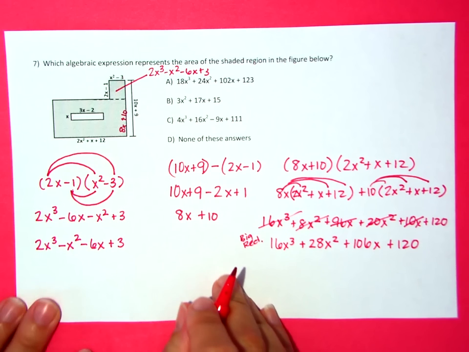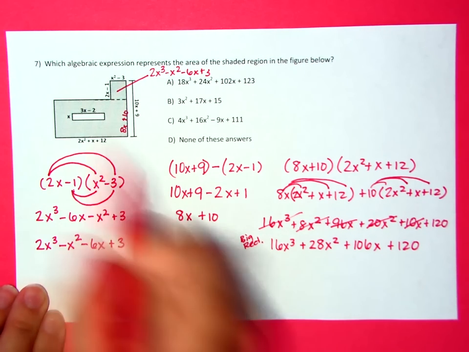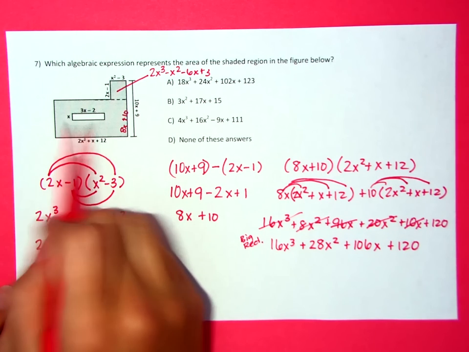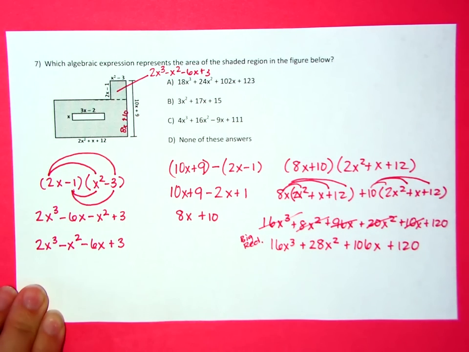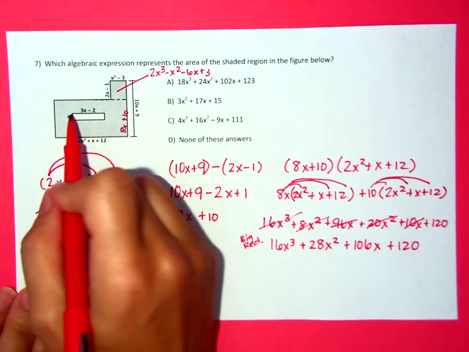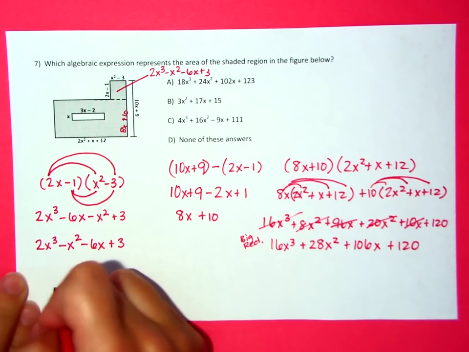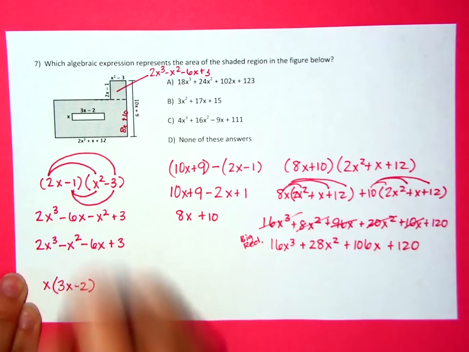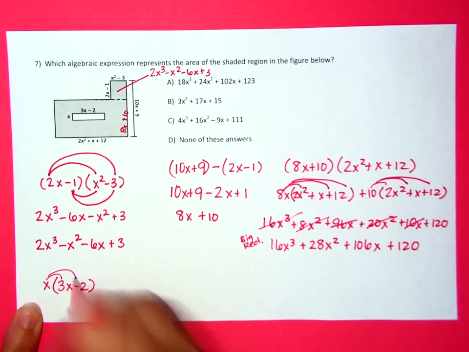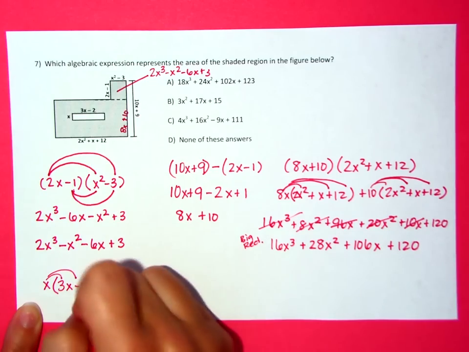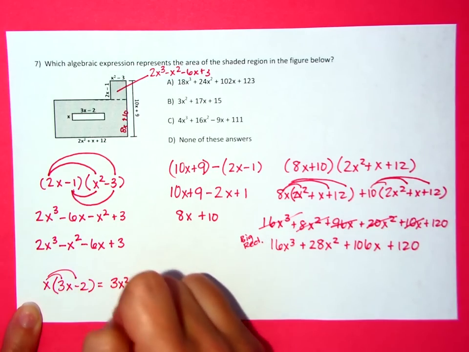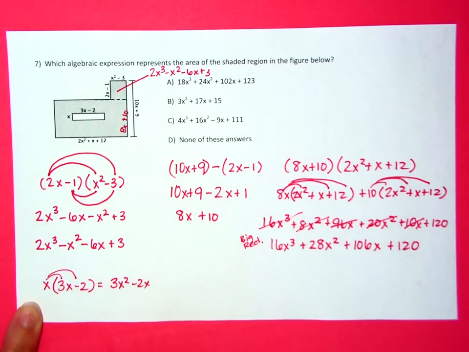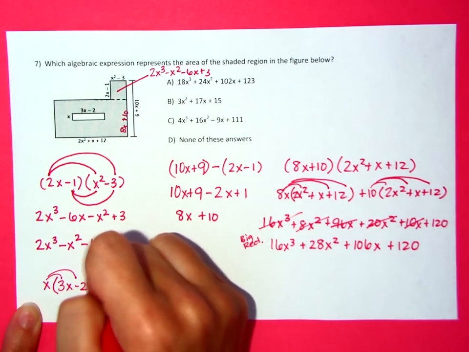Now, the last thing I need to do is figure out what the area of this guy is, because eventually I'm going to have to subtract him off. So let's go ahead and find the area of this last piece. What I see is I have a length and a width of x and 3x minus 2. So all I have to do is just distribute this to both pieces, and what that gives me is 3x squared minus 2x. So that's going to be the area of this little piece right there. So this is the blank rectangle.